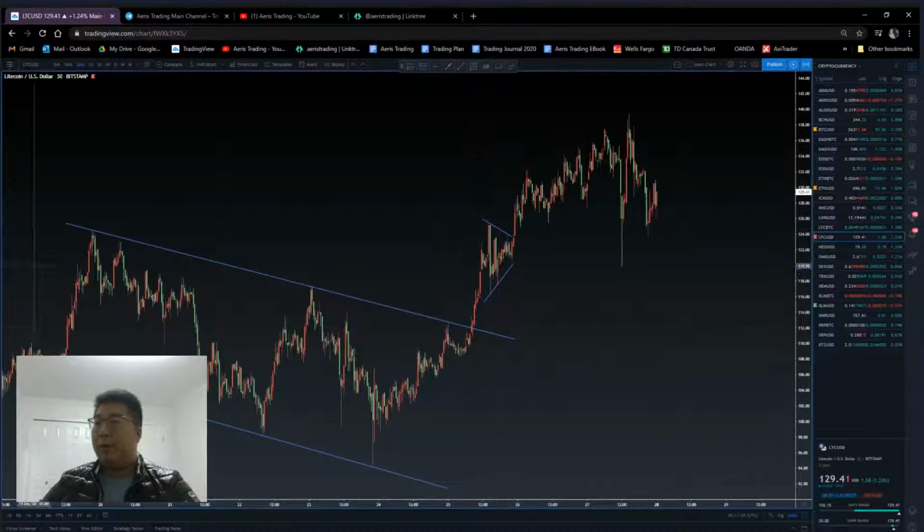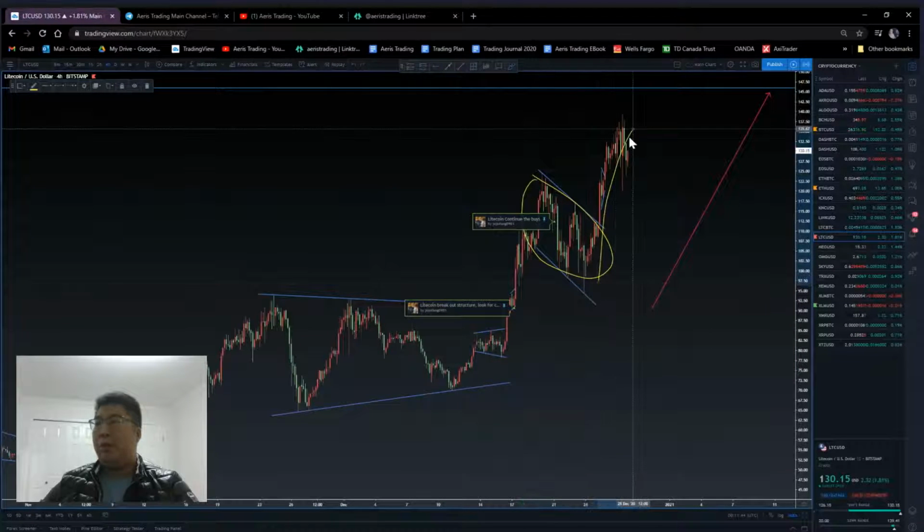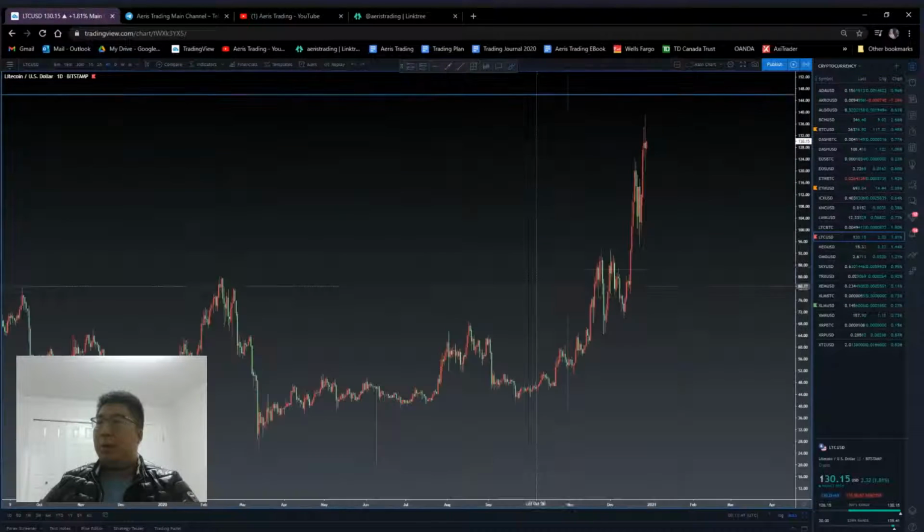We break out from this correction here. We had a continuation correction. We push out from there. Even though this is all kind of consolidated price action, nevertheless I still like this breakout from this structure. We push up impulsively, and then a continuation structure. We push out again. So I still like this.